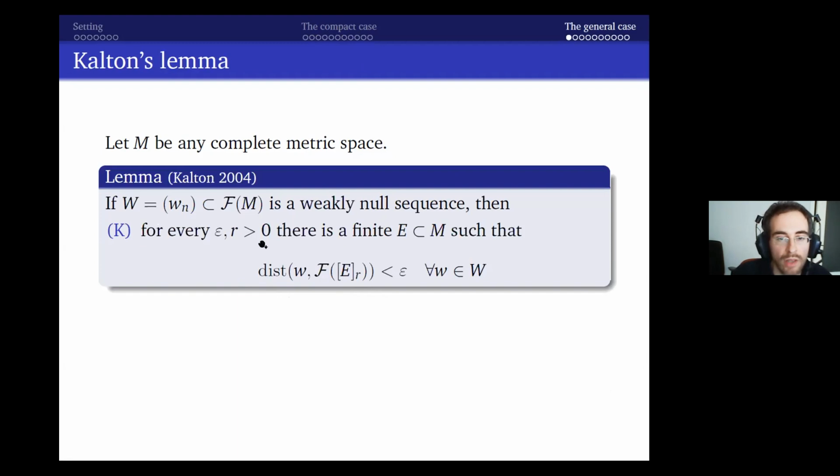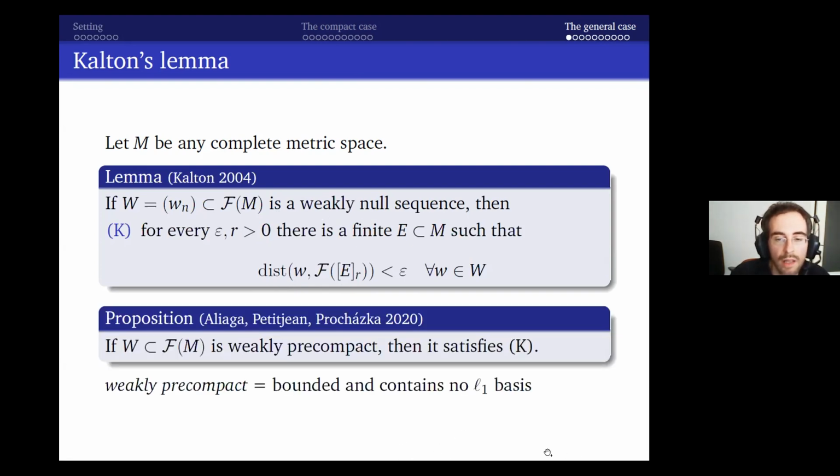So for every epsilon, then for every r, we can find a finite union of balls of radius r such that we can find approximations of these elements of the weakly null sequence in the free space over such a set, which is also the free space over, let's say, a small subset of M. And in fact, this condition here, which we call K for Kalton, holds for much more general subsets than just weakly null sequences. This holds for every weakly precompact subset of a free space. And here, weakly precompact means that it's a bounded set and contains no equivalent L1 basis. For instance, weakly null sequences, of course, satisfy this.